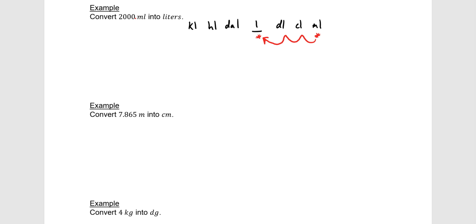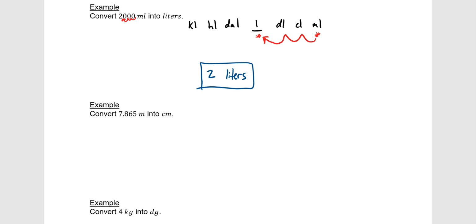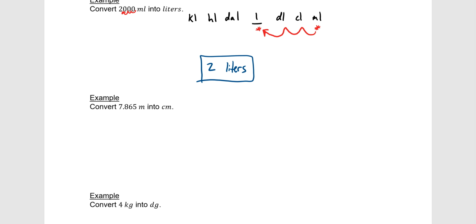So if there's no decimal written, it's always at the end. And we move this over 3 units. So instead of 2,000 milliliters, that's going to be the same as 2 liters. So obviously, we don't need to write 2.000. We can just leave it as 2. Okay, let's do another one.